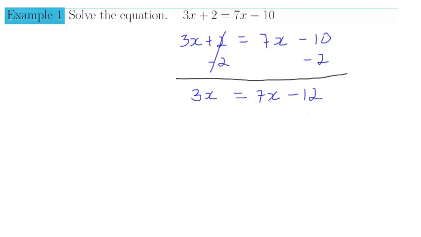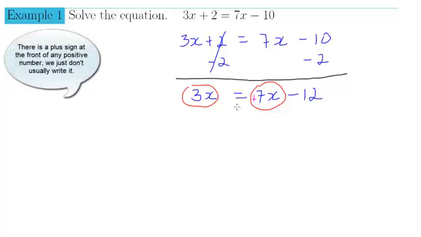But still, I have variable terms on both sides. I have a 3x term and a 7x term, so I have to move those onto the same side. Even though you can't see it, there is a little plus in front of this 7x. So in order to move the 7x to the other side, I'm going to subtract 7x from both sides.